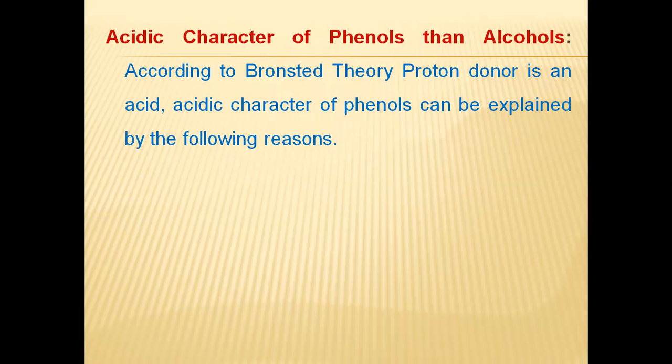According to Bronsted theory, a proton donor is an acid. So for the acidic character, let us see the example here.